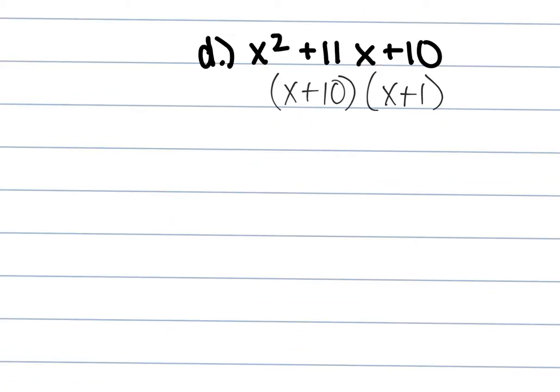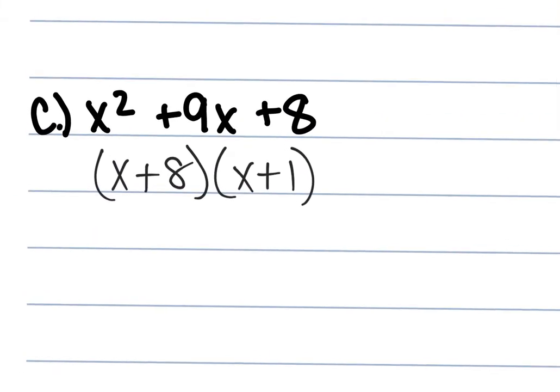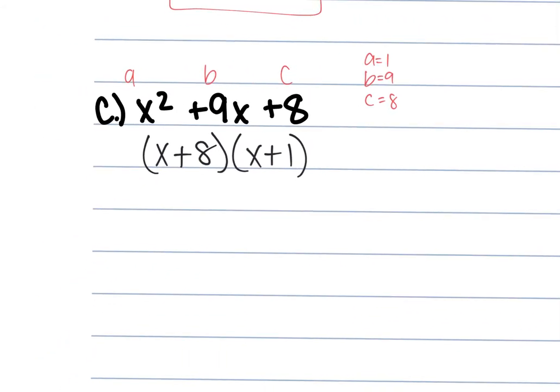All right, so let's check it out, guys. In C, okay? What's A? 1. What's B? 9. And what's C? 8. Okay, so A equals 1, B equals 9, and C equals 8. We can use the method that we're using because A equals 1, right? If A equals anything else, we're going to use a different method, okay? So always check that first.